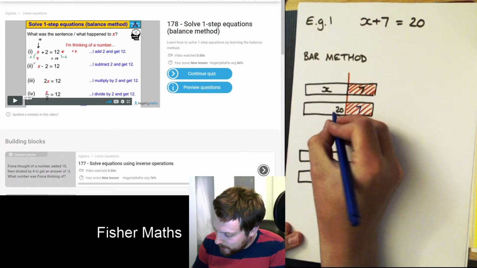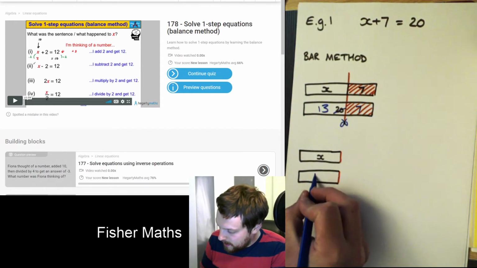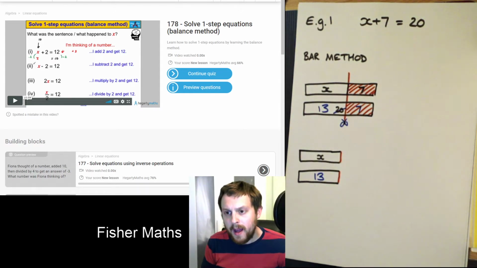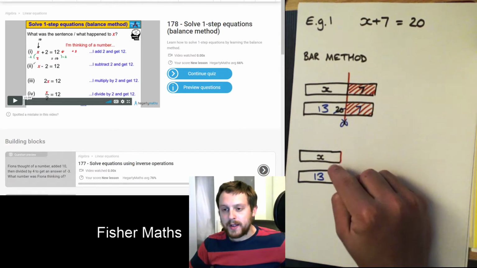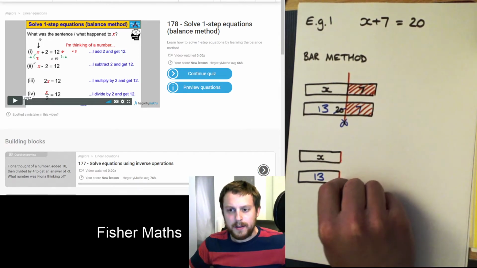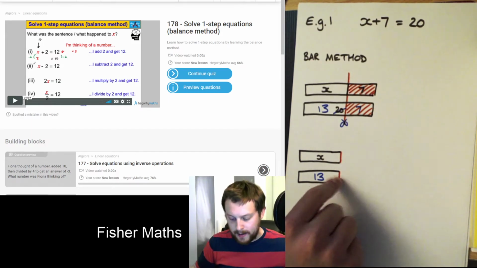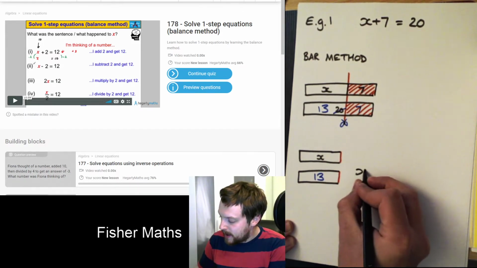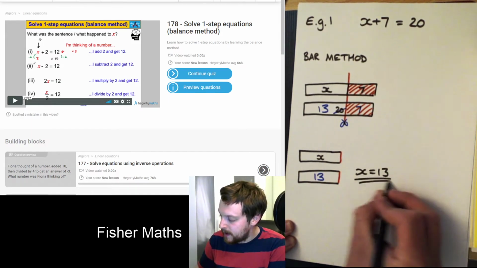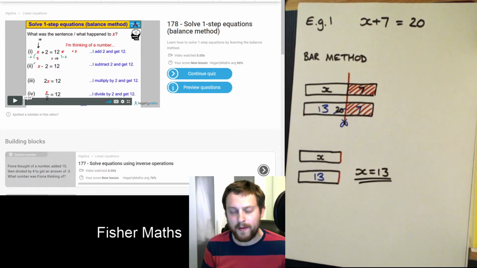So what I'm actually left with over on this side would be 13. And now what we actually have is exactly what X has to be. X has to be 13. And that's how I would write my answer. X equals 13. And that's literally my final answer.